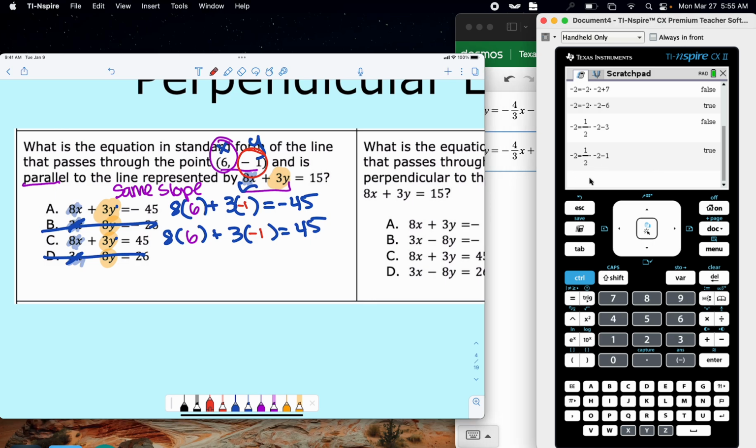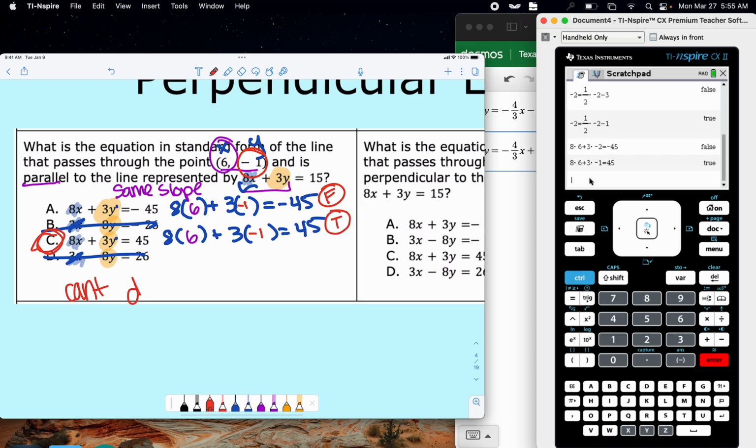So, now true and false time. 8 parentheses 6 plus 3 -1 equals -45. Enter. That gives you false. Now let's try the next one. 8 parentheses 6 plus 3 parentheses -1 equals positive 45. That gives me true. So my answer would be C. Can't do it in Desmos.